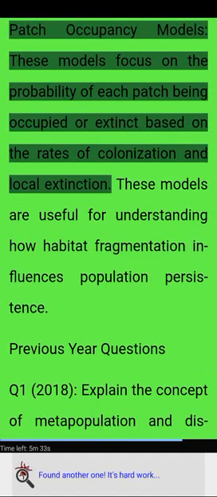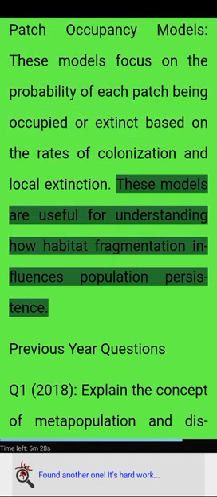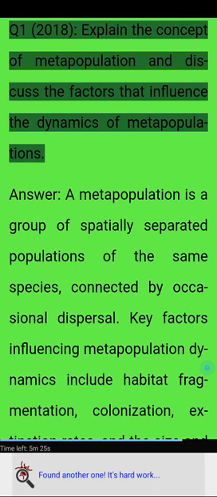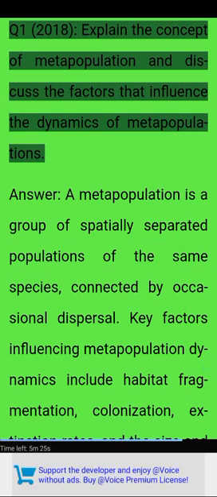These models focus on the probability of each patch being occupied or extinct based on the rates of colonization and local extinction. These models are useful for understanding how habitat fragmentation influences population persistence. Previous year questions. Q1, 2018. Explain the concept of metapopulation and discuss the factors that influence the dynamics of metapopulations.